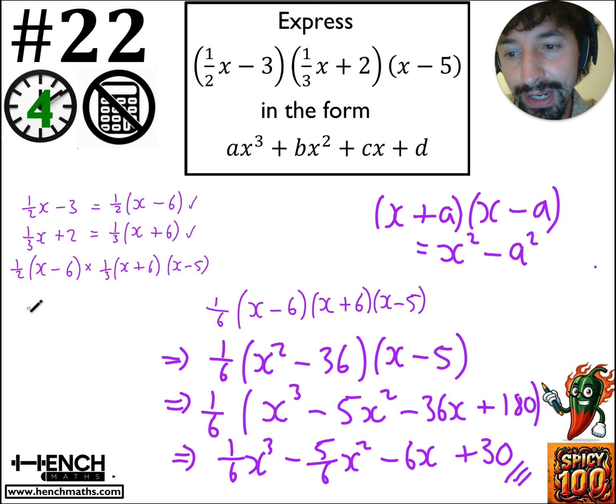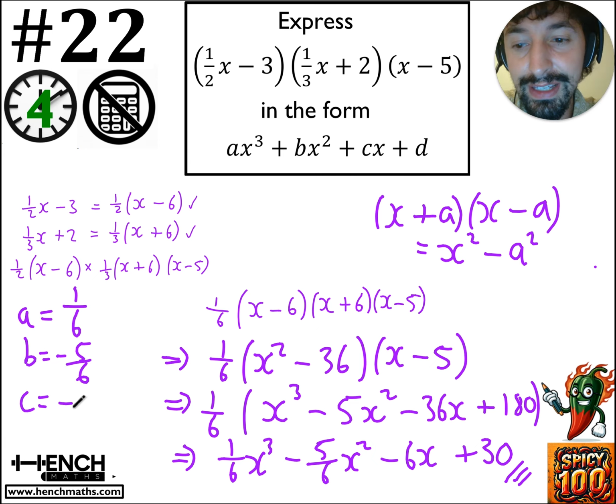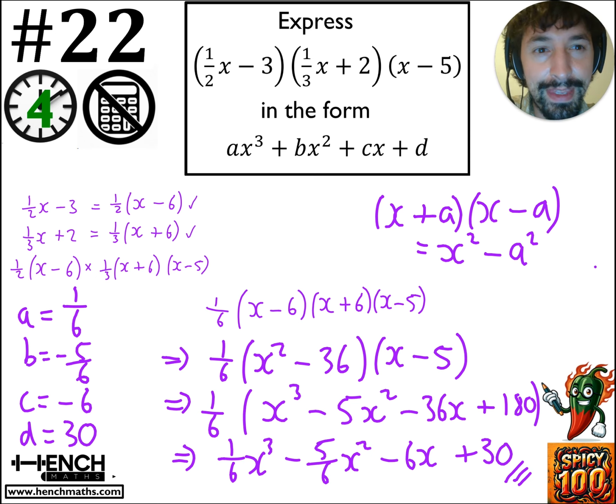Just to be thorough, I'm going to write down what our a, b, c and d are. So a is a sixth, b is negative 5 sixths, c is equal to negative 6, and d is equal to positive 30. So I hope you enjoyed question 22. It's a bit easier if you spotted that trick of taking out the fractions.